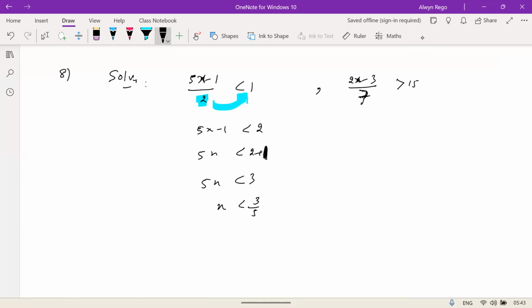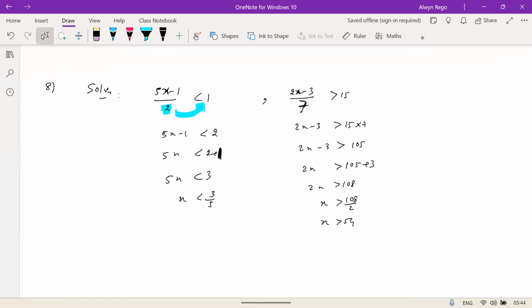And then the other part of the system says that 2x minus 3 is more than 15 times 7. Therefore, 2x minus 3 is more than 105. Therefore, 2x is more than 105 plus 3, adding. Therefore, 2x is more than 108. Therefore, x is more than 108 divided by 2. Therefore, x is more than 54. Here is the value of x that you want, which has to agree with both the conditions.